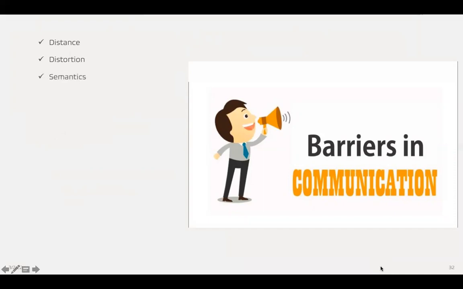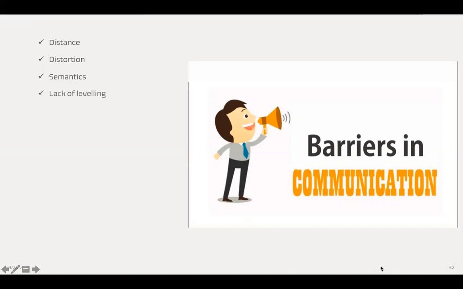Next, we have semantics. This deals with the language aspect of communication. Graham states that the structure of our language leads to misinterpretation of the true nature of events. In the English language and in other languages, there are certain words which have multiple meanings.